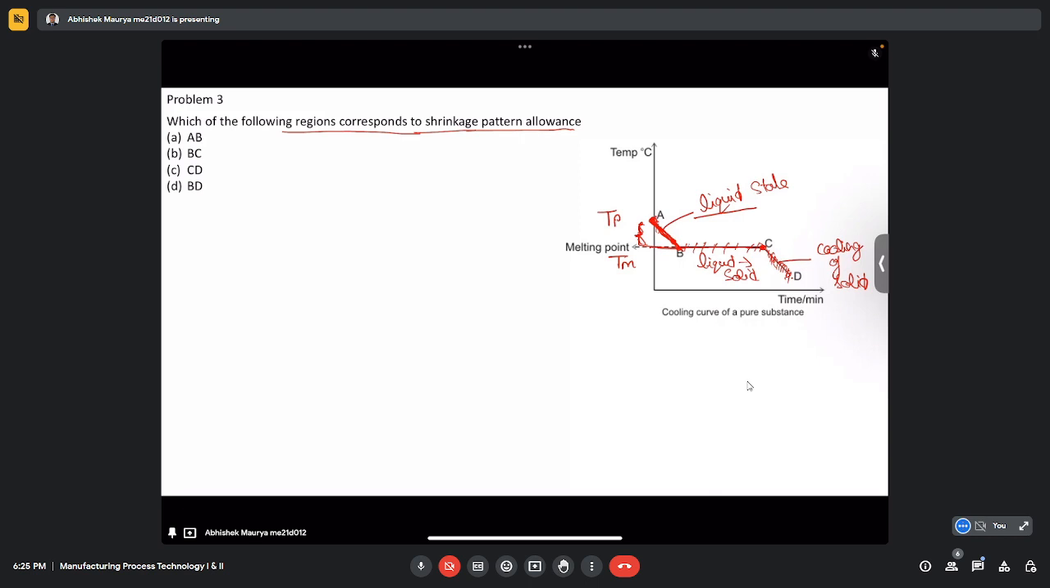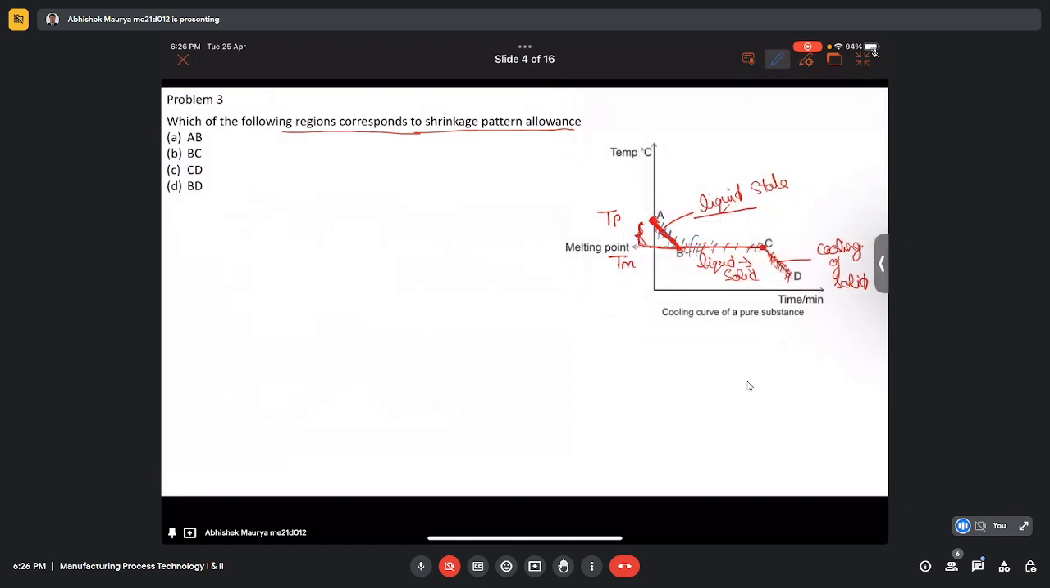Till here, till the solidification process ends, in this region the volumetric shrinkage is taken care of by the riser. If you remember, the purpose of the riser was to keep supplying molten material to compensate for the volumetric shrinkage during the solidification of the metal. So shrinkage in this region is taken care of by the riser, but the shrinkage which takes place after the solidification cannot be taken care of by the riser. So that has to be done by giving allowance to the pattern.